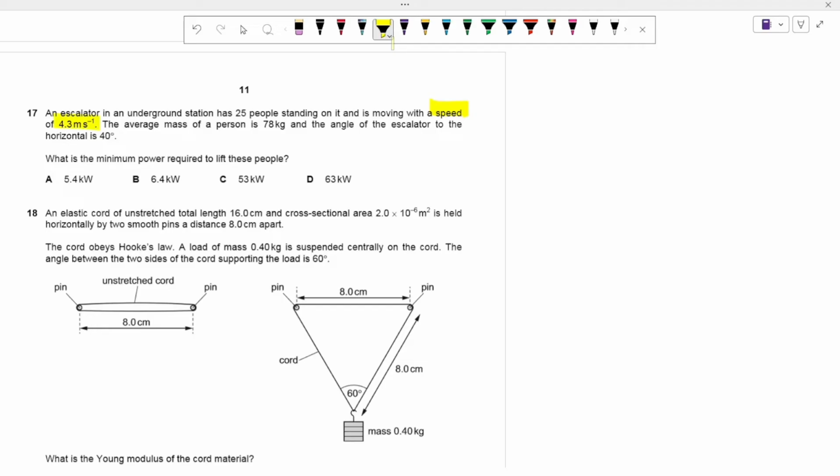The average mass of that person is 78, and the angle is 40 degrees. We want to find the minimum power that is required to lift these people. So let's look at this more from a physics perspective.